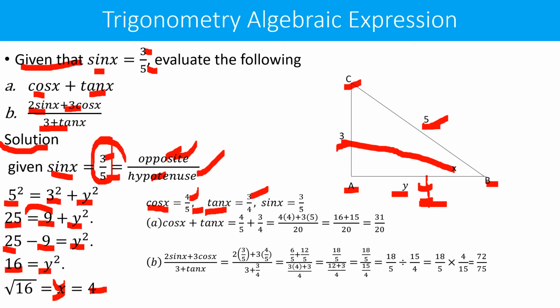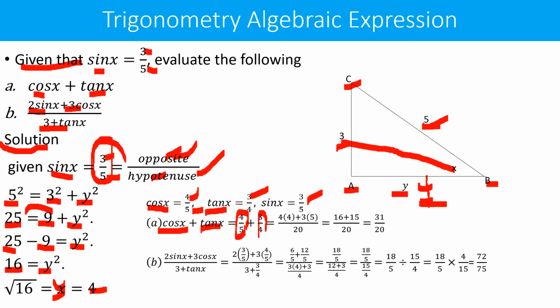Then sin x has already been given in the question, which is 3/5. So our question is cos x plus tan x. So cos x is 4/5, then you put it down. Then tan x is 3/4, then you write it here.